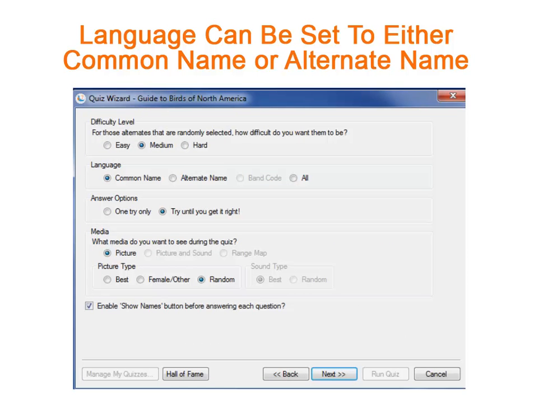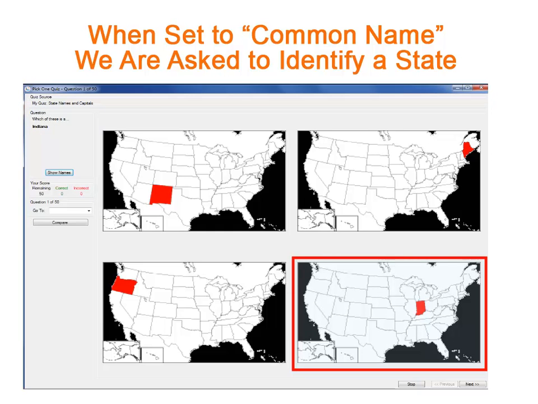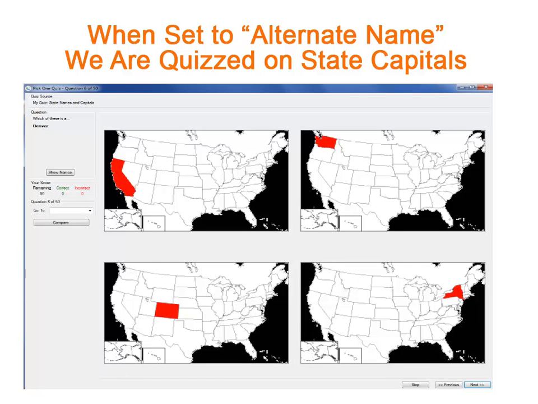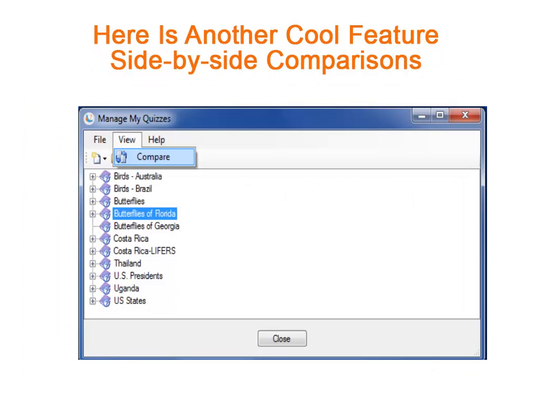On the setup screen for our Pick One quiz, we can select Common Name and quiz ourselves on the states, or we can select Alternate Name and quiz ourselves on state capitals. If we quiz ourselves on state names or common names, we have to pick out the state of Indiana. But if we quiz ourselves on alternate names, we have to pick out the state whose capital is Denver. That would be Colorado.